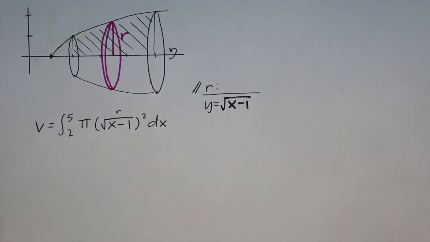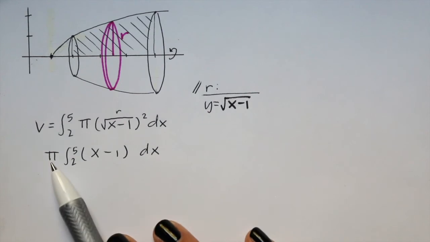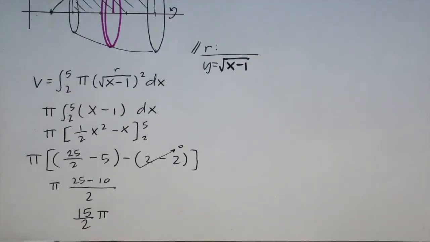If the problem was just asking us to set up only, this would be our answer. But I'm going to continue working this out. The square root and the square cancel. I pulled the pi to the front. It's a constant, so you can just move it to the front. And now we're ready to integrate. Finally, plug in 5 and subtract plugging in 2. So you get 15 pi over 2.